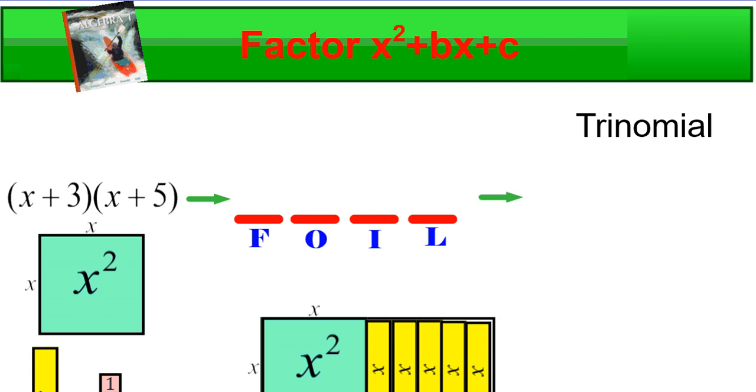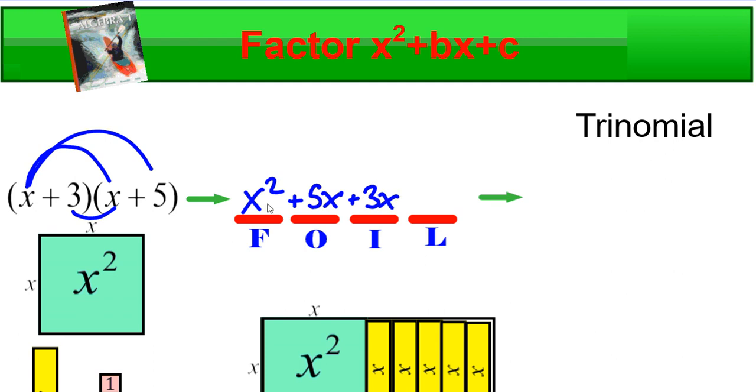Well, we did double distribution. Some books will reference it as FOIL to help you remember. But x times x makes x squared. x times the 5 makes 5x. Then the 3 distributes, 3 times x makes 3x. And then the 3 distributes to the 5, and that makes 15. If I combine all the pieces together, I get x squared plus 8x plus 15.